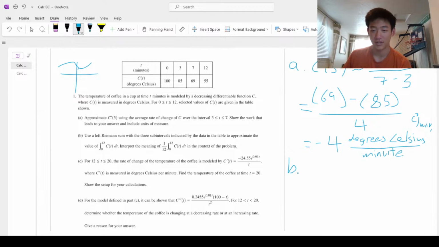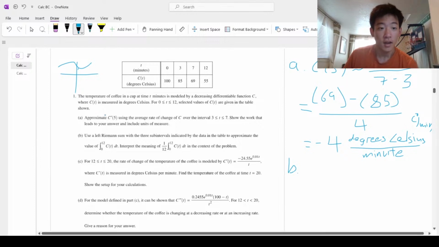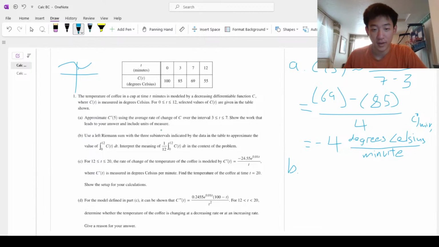They usually don't start off too complicated. And okay, so let's keep on going. Part B says use a left Riemann sum with 3 subintervals indicated by the data in the table to approximate the value of the integral from 0 to 12 of c prime of t dt, and then interpret the meaning of 1 over 12 times the same thing in the context of the problem. So make sure you know what they're actually asking you to find. You want to find this value here, and it doesn't want you to find this. It just wants you to interpret the meaning.